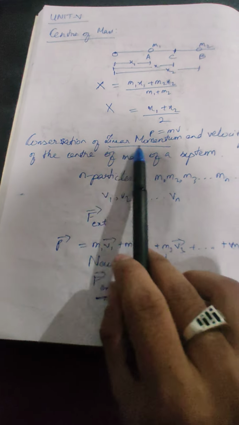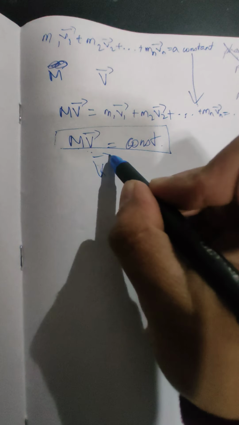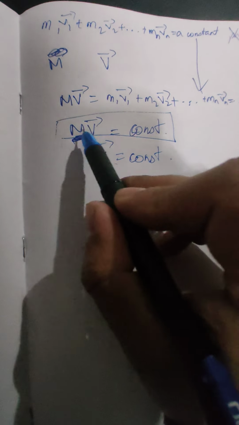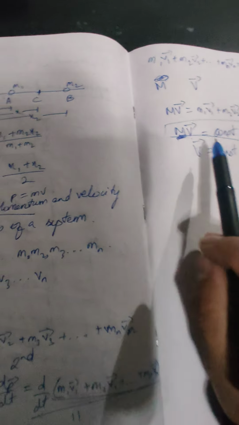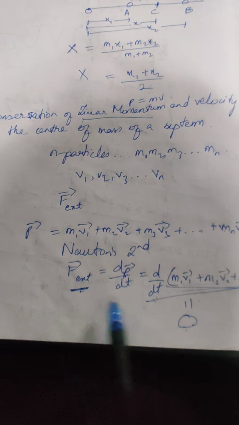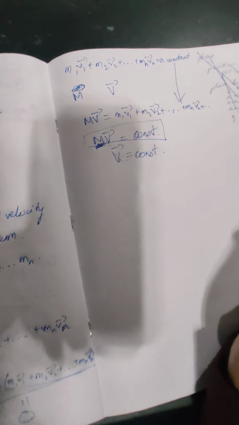So that is the conservation of linear momentum and velocity of the center of mass of the system. It will also mean that velocity is constant. Why? Because mass can change, right? If M into V is constant, since mass can change, it means that V is the one which is constant. So the conservation of linear momentum states that if the external force is 0, then the momentum is constant and the velocity of the center of mass is also constant. Okay, so that will be enough for this topic.